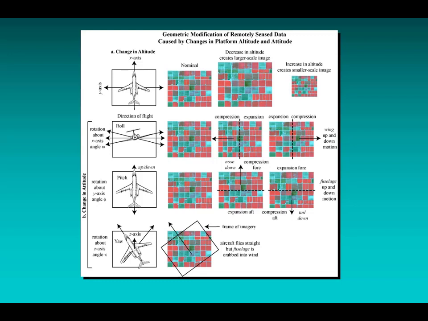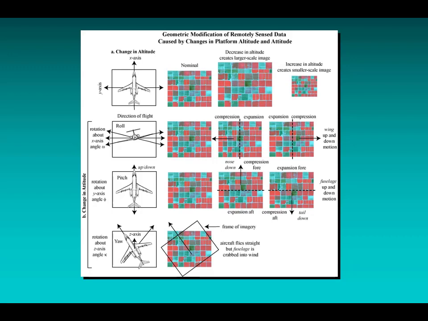So this figure summarizes geometric modifications of remotely sensed image data that are caused by changes in platform, both altitude and attitude. And in this figure we have 4 rows of images, and these are broken up into subfigure A, and then we have the next 3 rows that are referring to subfigure B. Subfigure A is referring to an illustration of what happens when we have a change in platform altitude, whether it be an aircraft or spacecraft, and then the next 3 rows are referring to an illustration of what happens when we have different types of changes in the attitude of our aircraft.